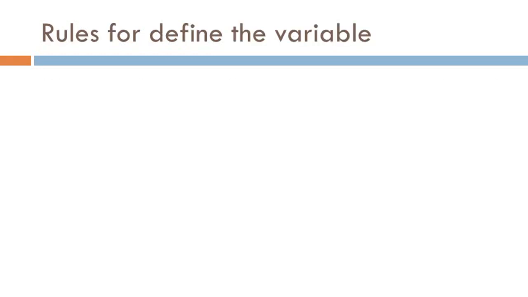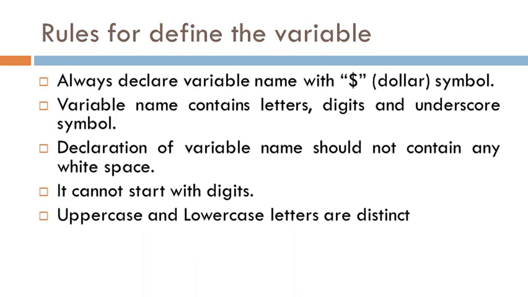Now, rules for defining the variable in PHP. Always declare variable with $ symbol. Variable name contains letters, digits and underscore symbol. Declaration of variable name should not contain any white space, means white space is not allowed. Variable name cannot start with digits. In PHP, uppercase and lowercase letters are distinct.